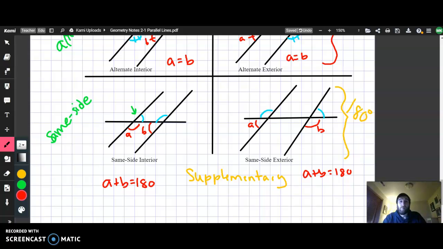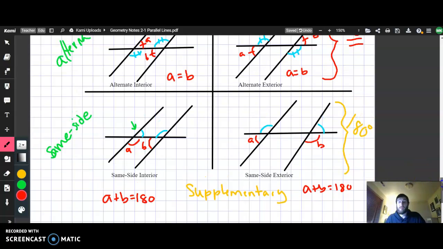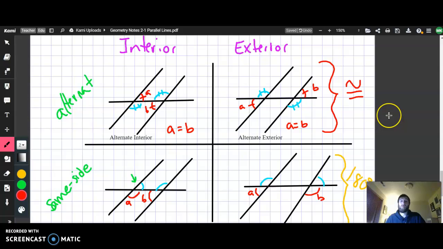Alternate angles, alternate interior and alternate exterior, are congruent, so their values are the same. Same side interior and same side exterior angles are supplementary, so they add up to 180 degrees. So I hope that diagram helps a little bit in evaluating what those four vocabulary words are and how they're all connected. Alternate interior, alternate exterior, same side interior, and same side exterior.